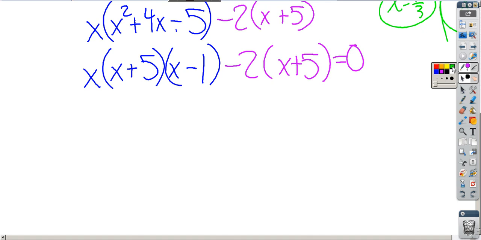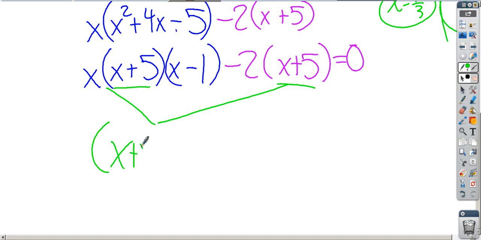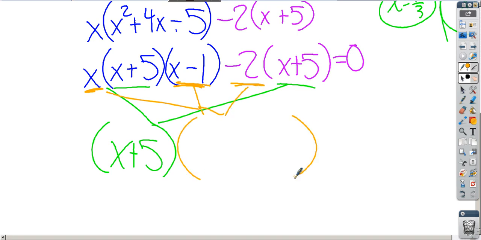So let's see if we can factor this further. So we will pull this out, because that is a common factor. And then how do you write what's left behind? Well, what's left behind, just use a different color so we can see a little bit better. We have this x times x minus 1, and then that minus 2 right there. So that's going to work like this. It's going to be x times x minus 1, and then we have the minus 2.